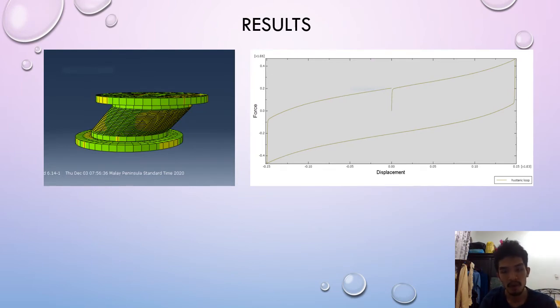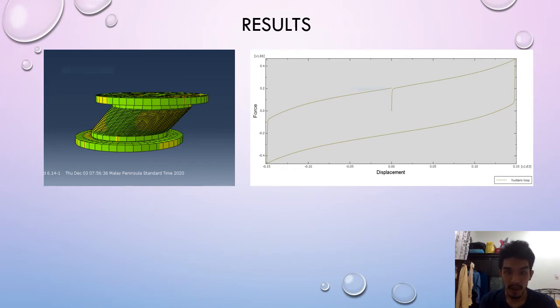Next, we move on to the results of my final year project. The picture you can see on the left side is the stress distribution of the lead rubber bearing during the first stage of the methodology, which is to use displacement and also vertical load onto the lead rubber bearing.